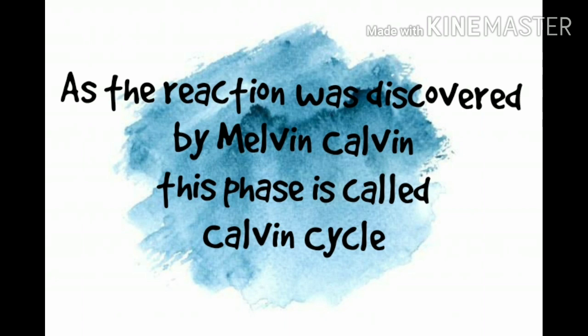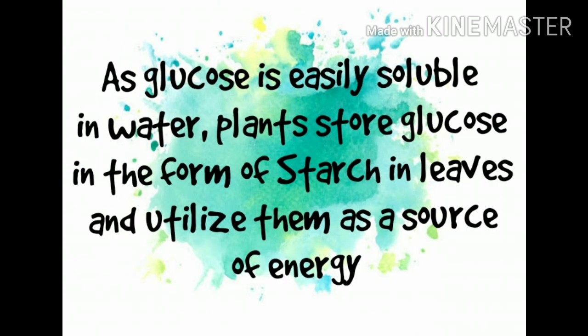As this reaction was discovered by Melvin Calvin, this cycle is named after him, that is the Calvin cycle. Dark reaction is otherwise known as the Calvin cycle. The glucose which was produced there is readily soluble in water, so it can't be stored as such in plants. So plants store glucose in the form of starch in their leaves and utilize it as a source of energy.